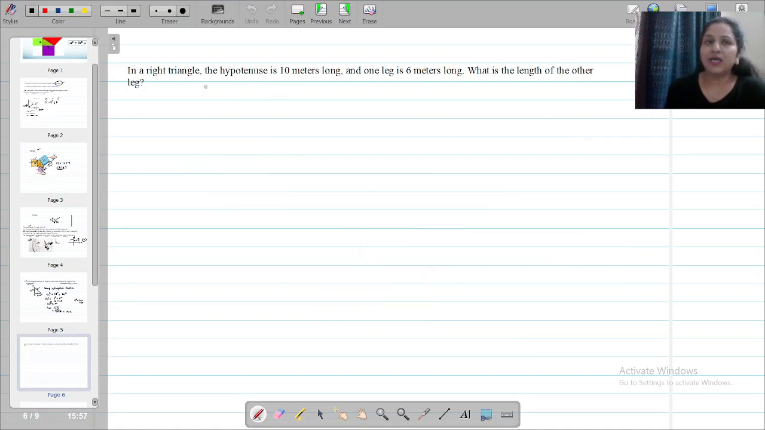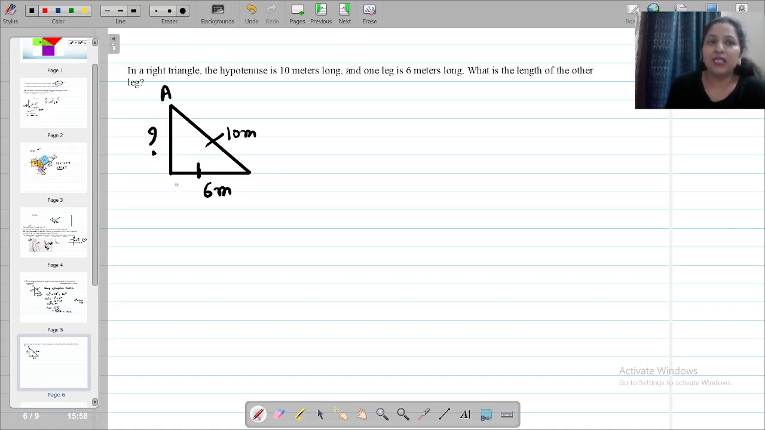In a right angle triangle, now the hypotenuse is given to you. In a right angle triangle, the hypotenuse is 10 meters long. Let me just make it for you so that you can easily relate what all values are being given. This value is 10 meter. One leg is 6 meter. You can take either one as 6, hardly makes any difference. Let's say it is 6 meter. You have to find the length of the other leg. This one is missing, that you need to find.